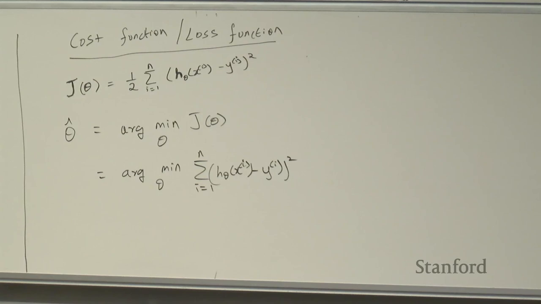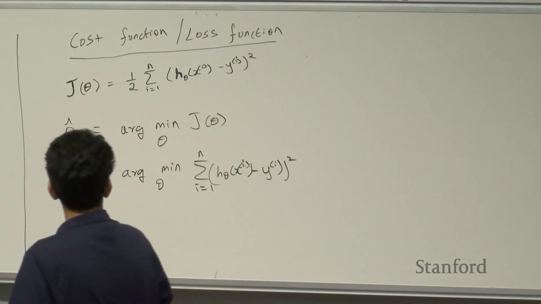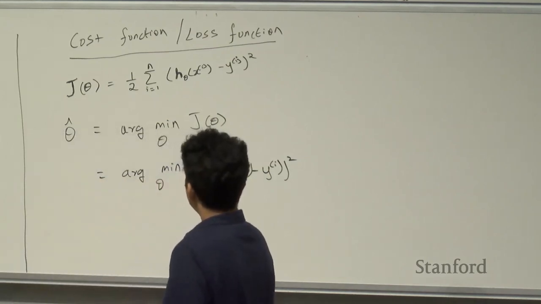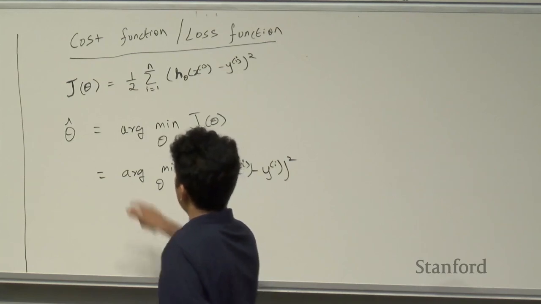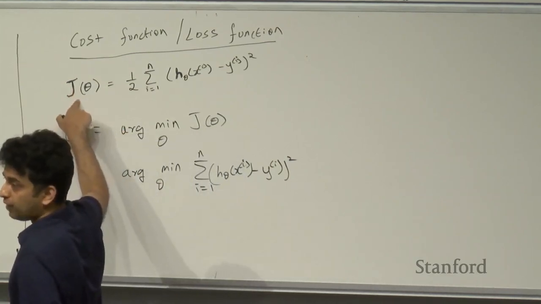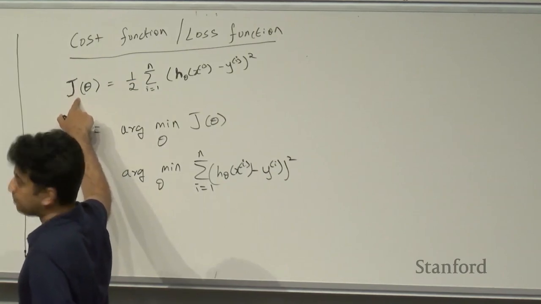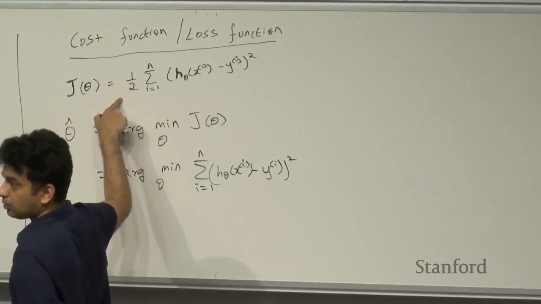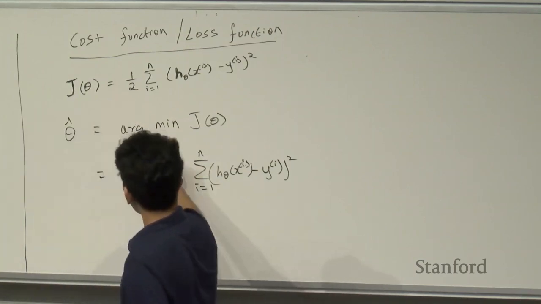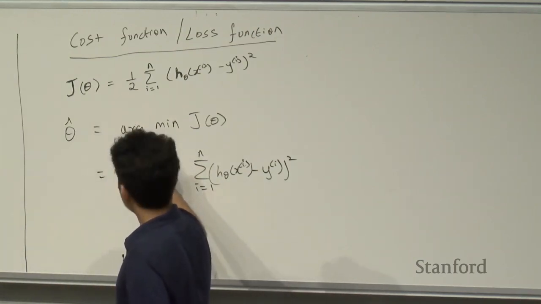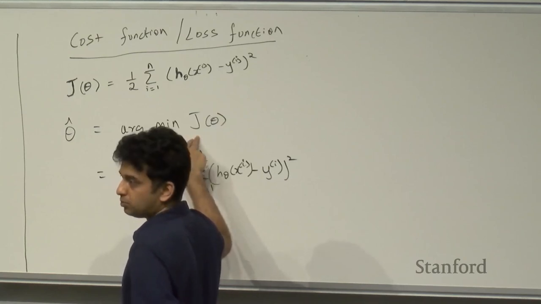Sure. So the question is, should we be dividing it by the number of examples to normalize this? If our goal is to find the lowest possible cost itself, or the loss value itself, then yes, it matters a lot whether we normalize this by n or not. But the goal here is to find the argmin, which is the value of theta that minimizes this the most, right?